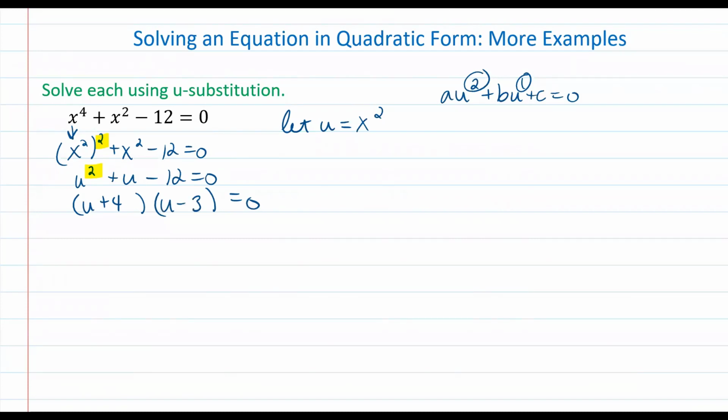Okay, I now want to use the zero product property to solve these. So I've got u plus 4 is equal to 0, and u minus 3 is equal to 0. Solve both of these linear equations. You get u is equal to negative 4, and u is equal to positive 3.